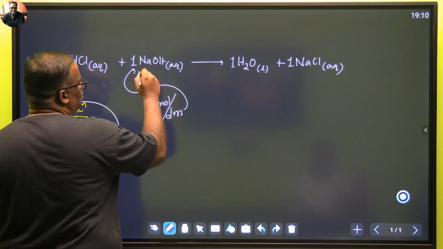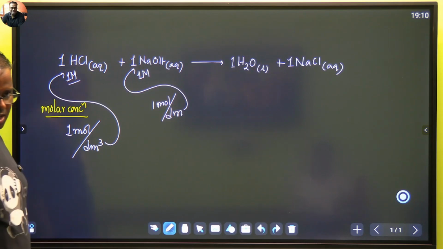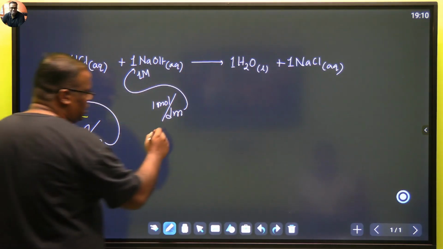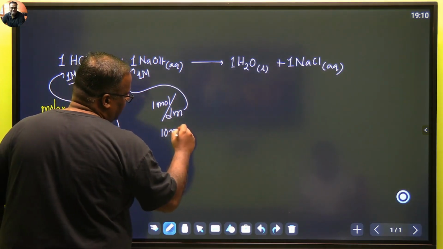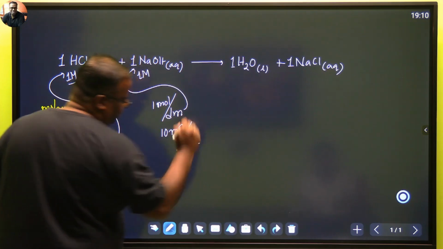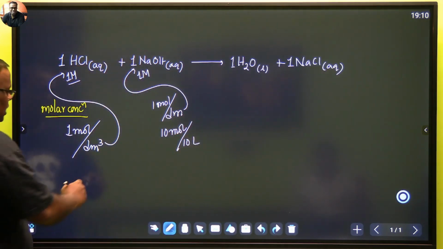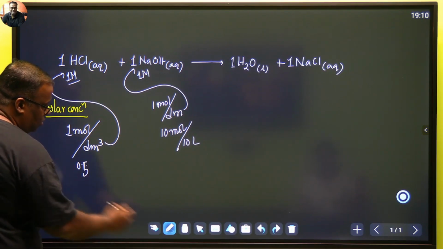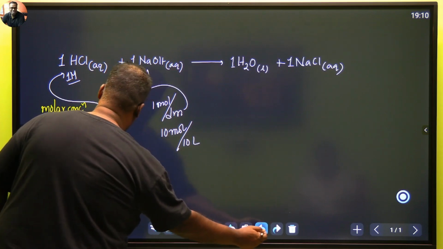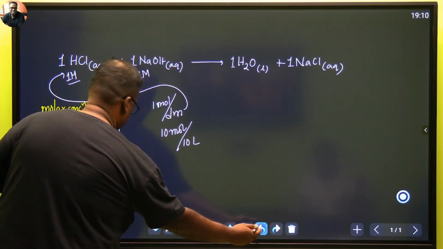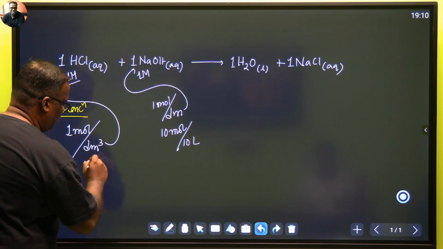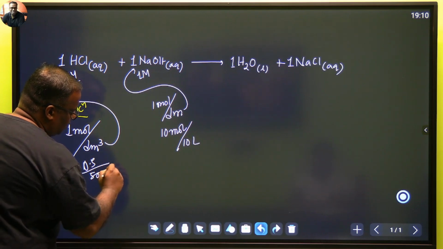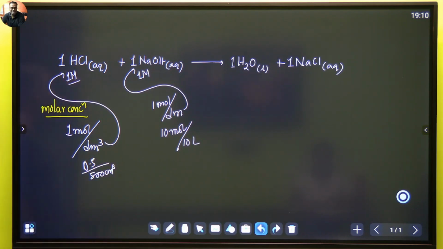Similarly, you prepared another 1 mole per dm cube of NaOH. So this is also 1 molar now. And I had given this job to whom? Kirtan. So Kirtan prepared it like this, 10 moles per 10 liter or 10 dm cube, and Dhruv prepared this as 0.5 per 500 cm cube. So he has also prepared 1 mole.